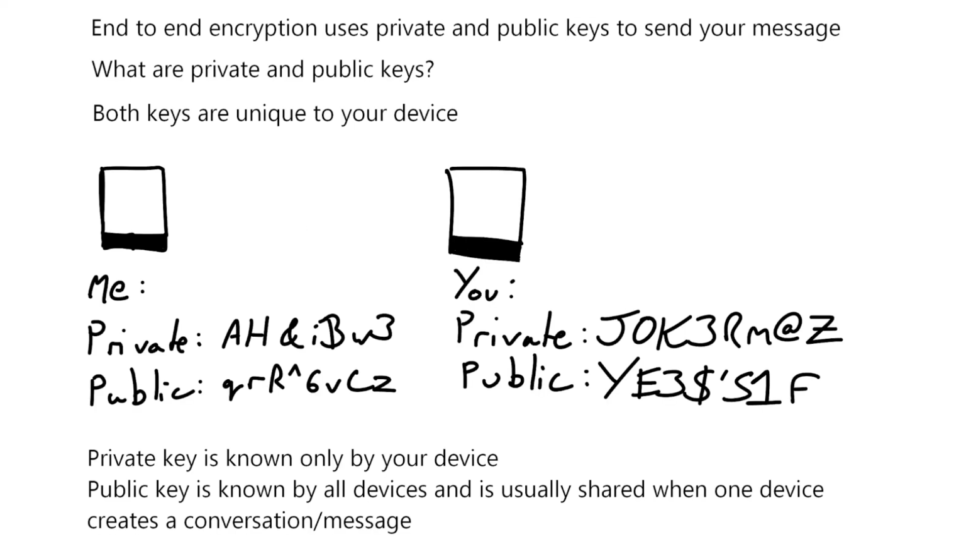End-to-end encryption uses private and public keys to encrypt and decrypt your message. But what are public and private keys? They're generated when you create an account on WhatsApp and are unique to your account or device. Your public key is known to all devices, however, while the private key is known only by the corresponding device.